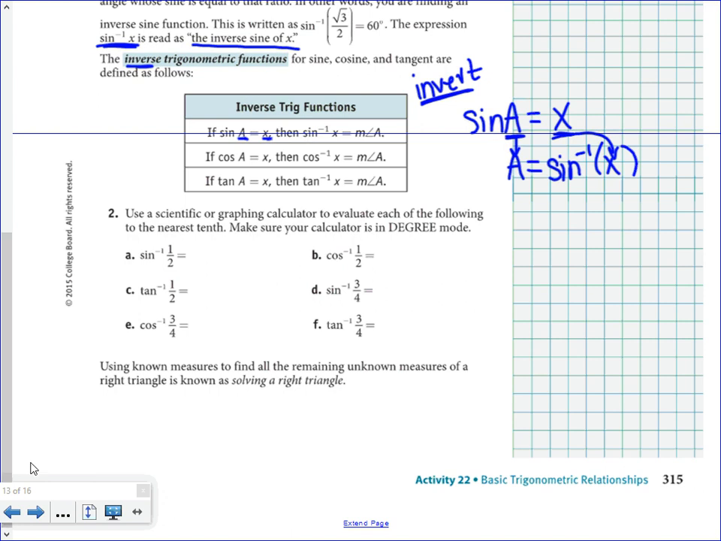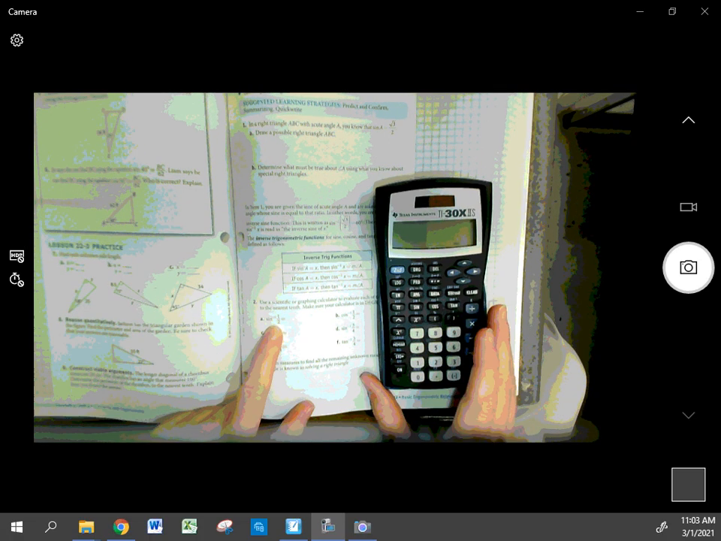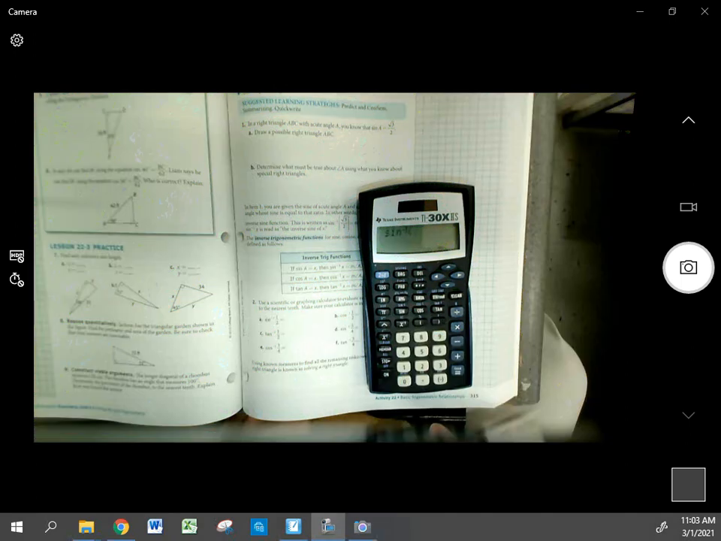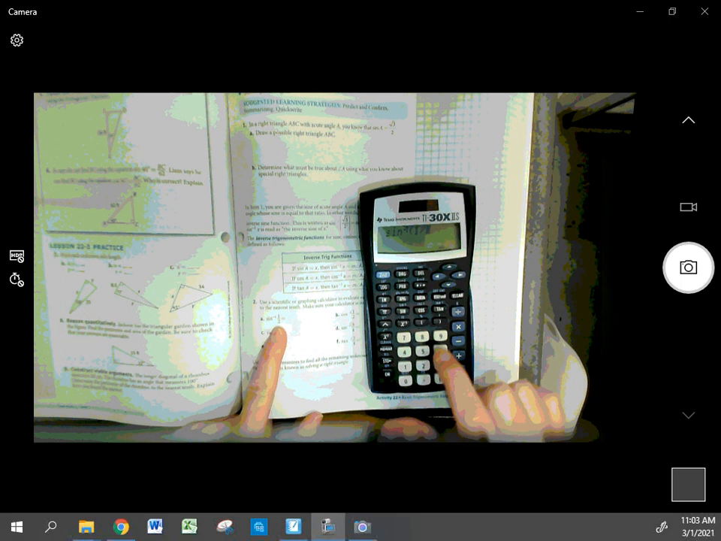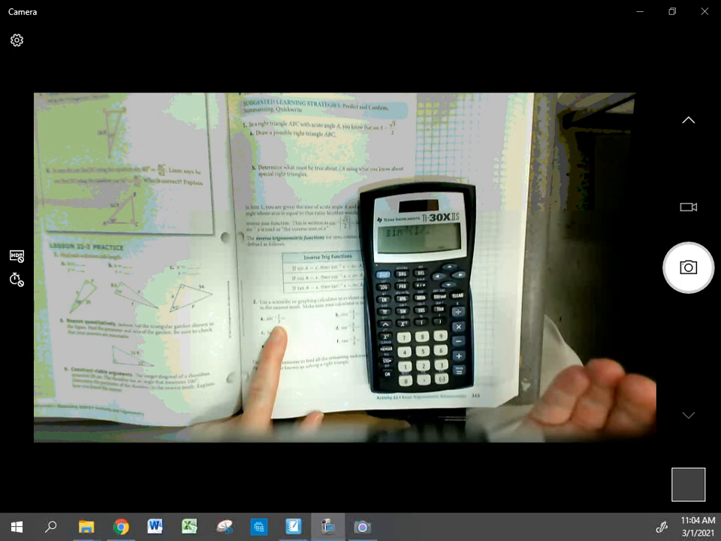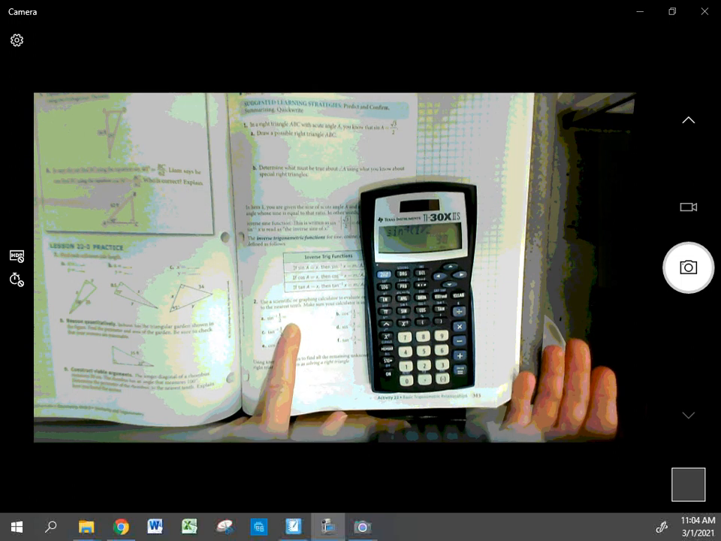So let's look at our calculator. The very first one is sine inverse of 1/2. So we're going to hit second, sine inverse, and then we're going to do 1 divided by 2. And if nothing is going after this, you do not have to close your parentheses. And you should get 30 degrees.